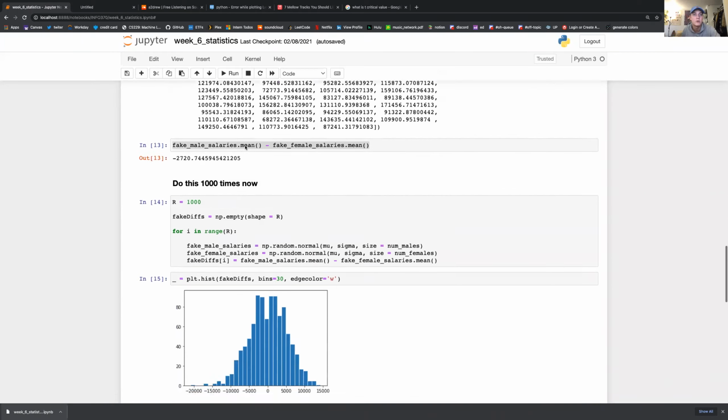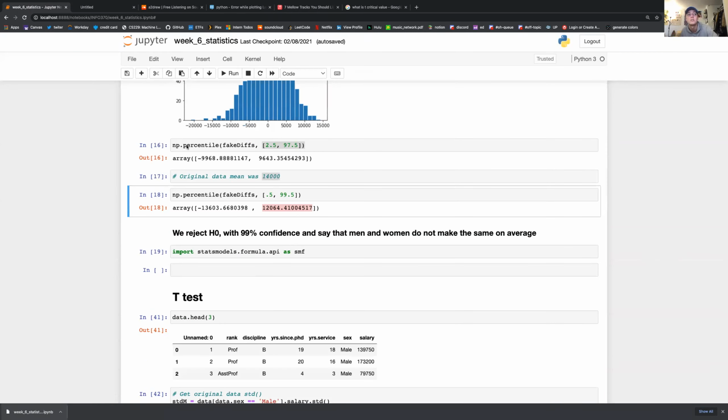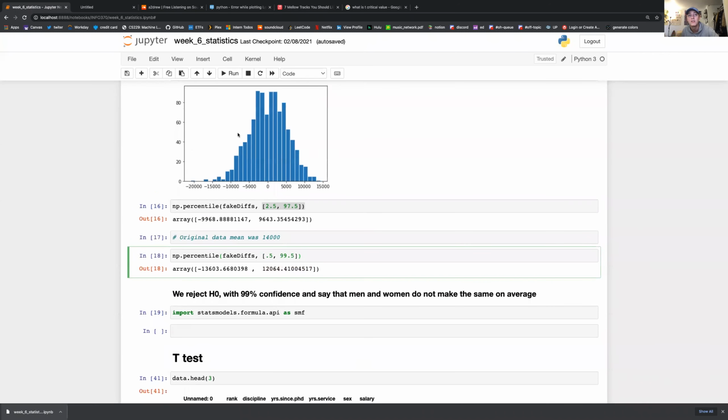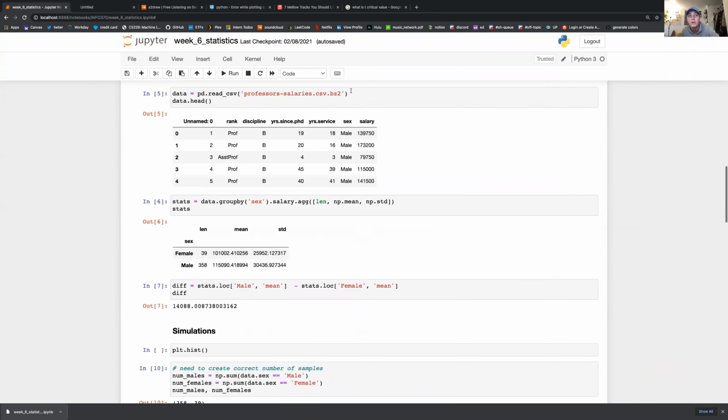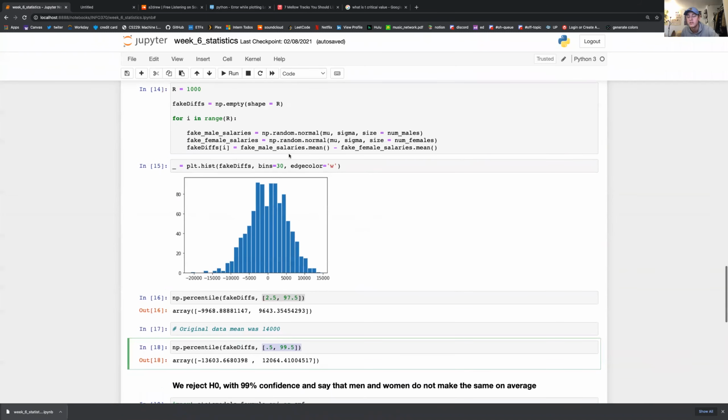Okay, so what was the point of all this? You may commonly hear the wording like a 95% confidence interval. In this case, what we can say is we reject our null hypothesis at the 99% confidence interval. That is, we reject the idea that male and female professors make the same with 99% confidence. And that is because in our simulated world where they make the same, we see the data we observed here less than 1% of the time.